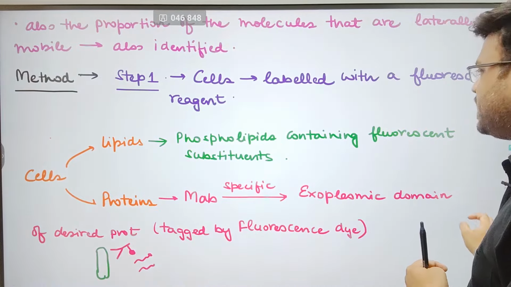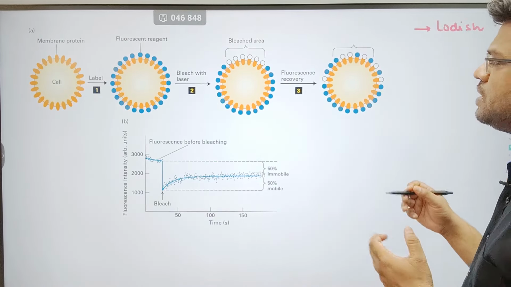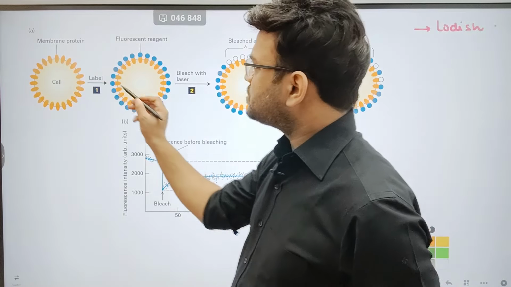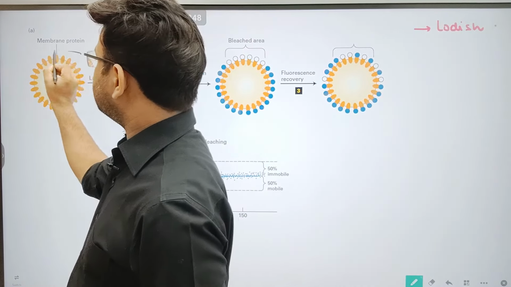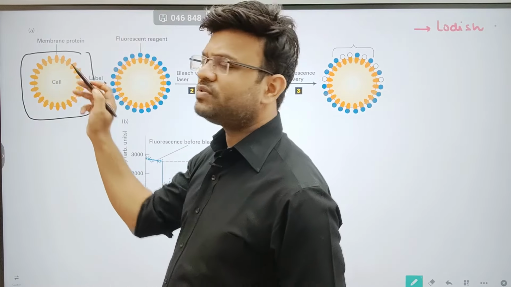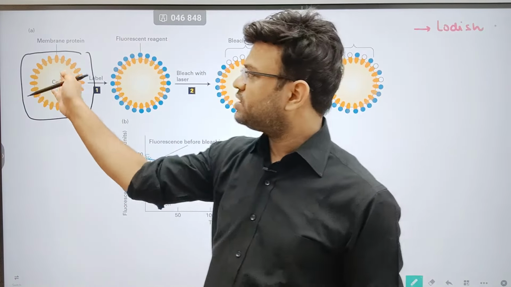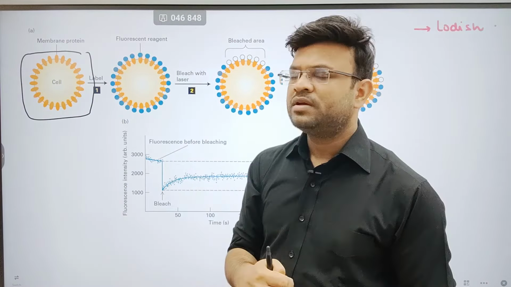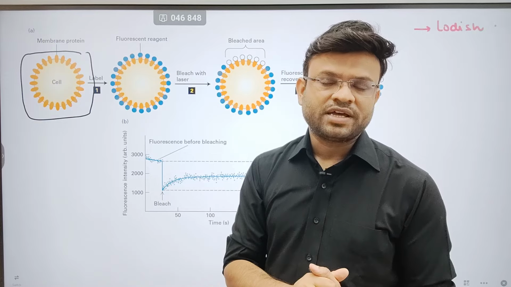Now let us move forward and discuss how this labeling is done. This is a fairly good diagram. You can check this out. So suppose these are the membrane proteins initially. You can see that there is a particular stain over here. These are not actually stained. I'm just showing you that this is the normal cell membrane, unstained, unlabeled cell membrane rather.